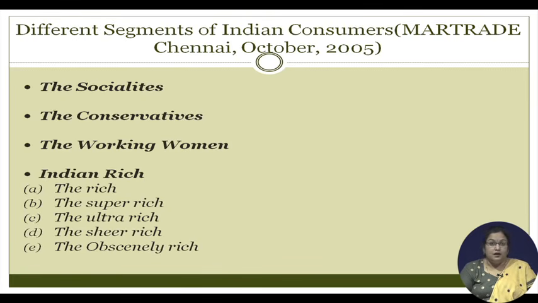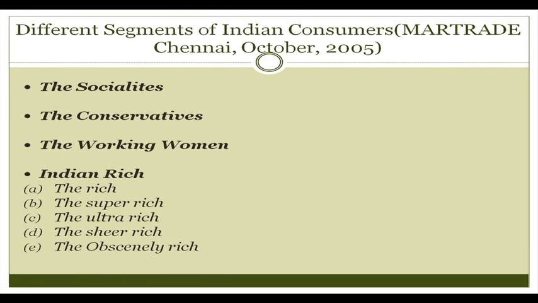Then another class which Martrade has identified was the class of working women. Since the 1980s, we have seen an upsurge in the number of working women in India. It has several consequences, because the increase in the number of working ladies results in a time crunch for the ladies at home. So that has made them identify the kind of products they want, like dishwasher, creche for the children, fast food for the children, and all these things are coming up.